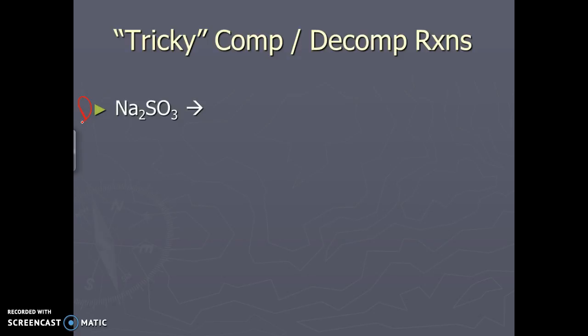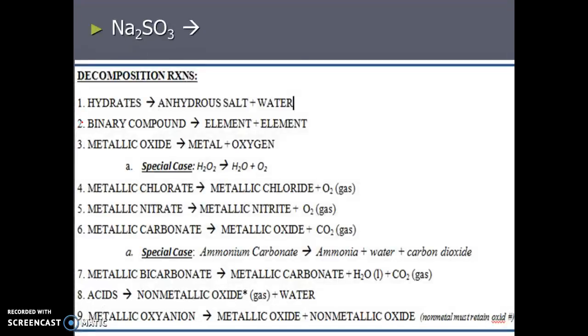So now to figure out who my products are going to be, I go to my cheat sheet, and we've got to figure out what kind of a decomp this is. It's Na2SO3, sodium sulfite. It's not a hydrate. It's not binary. Binary compounds are just two elements, like Na2S. It's not a metallic oxide. There is O in it, but it's not a metallic oxide. It's actually a metallic sulfite.